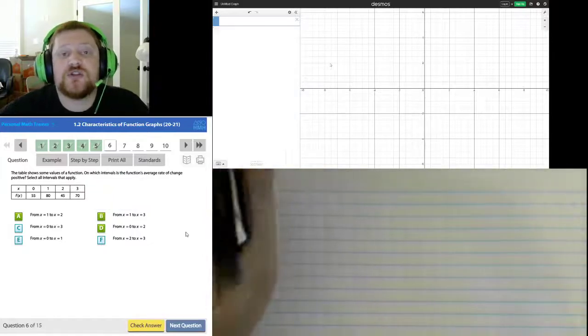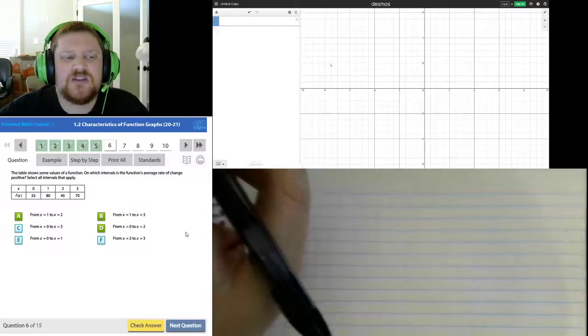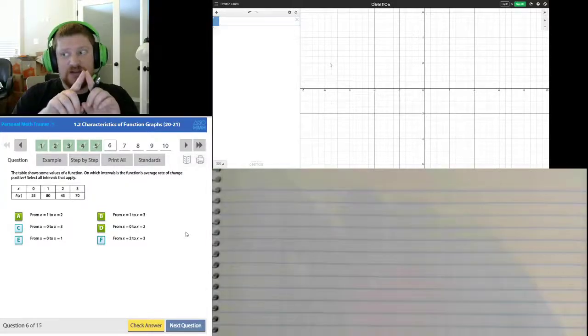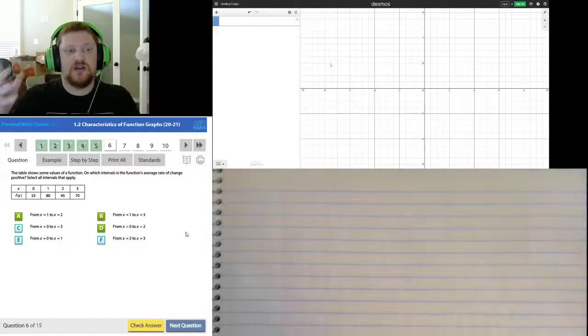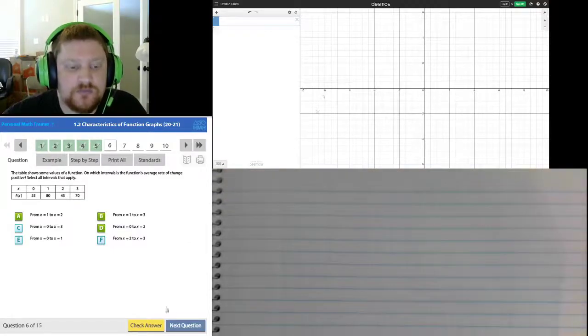Now you could actually sit down and do the math and figure all of these out, but to me it makes more sense to just look at the start and end point. If your end point is higher than your start point, then your average rate of change is positive. If your end point is lower, then it's negative.